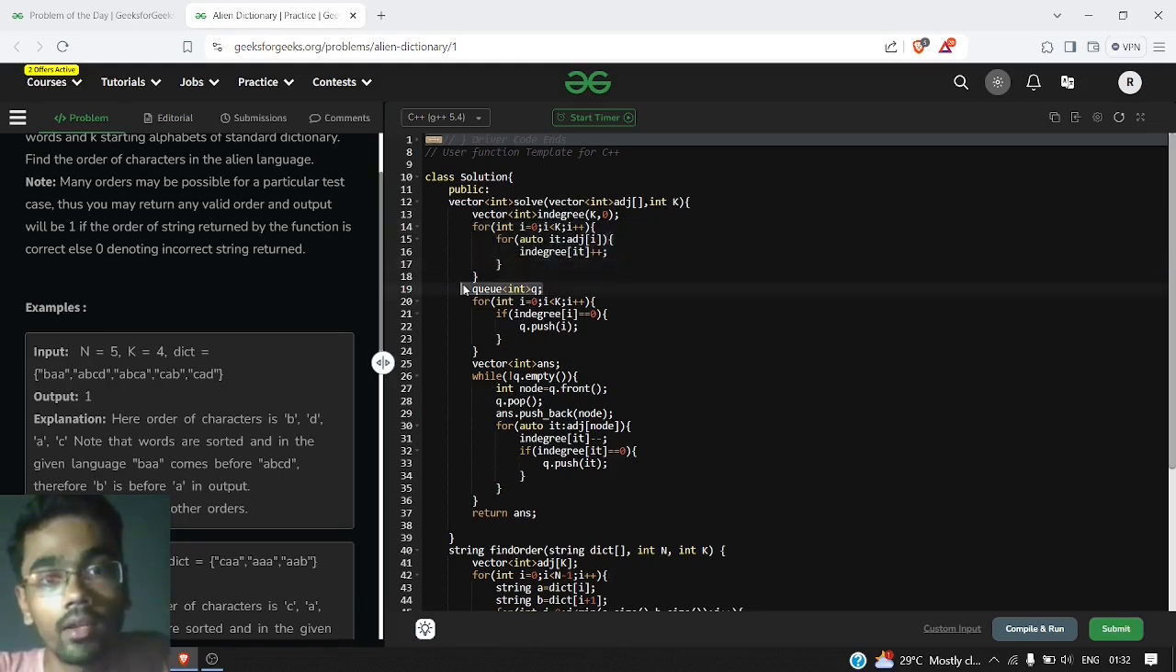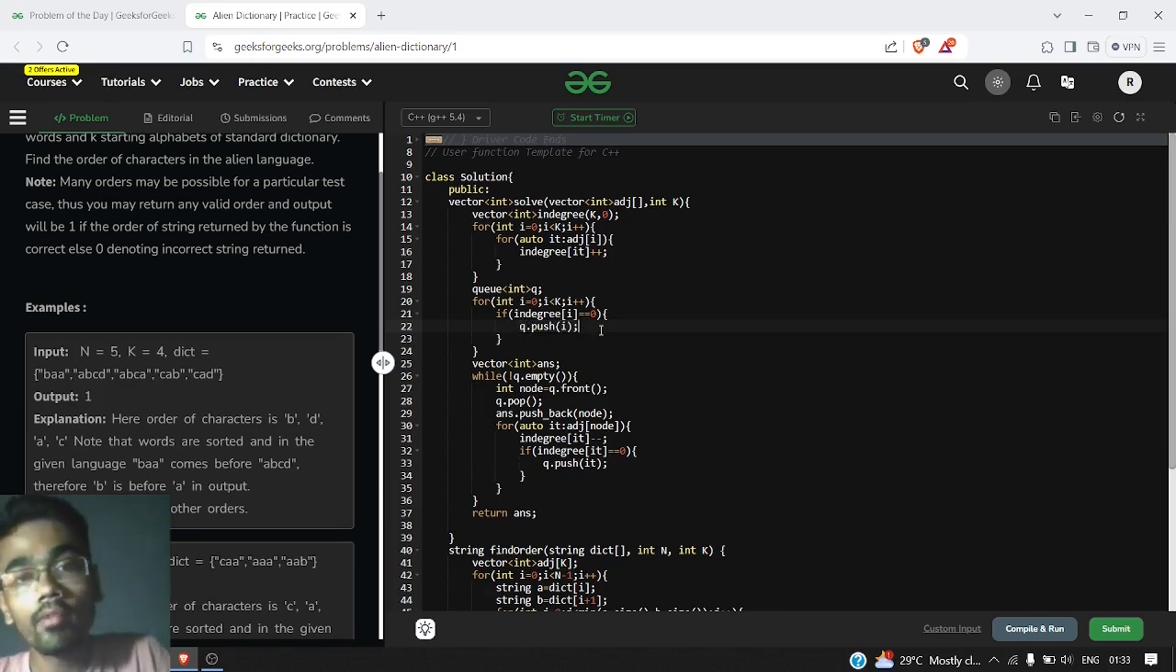After that we will make a queue. Like we have discussed, we will start with the node which has the in degree as 0. So whenever we find that this particular node has in degree as 0, we'll push it into our queue. Now why are we pushing it into our queue? Whenever we have the in degree as 0, that means this would be the first element of our topological sort that we will get in our final answer.